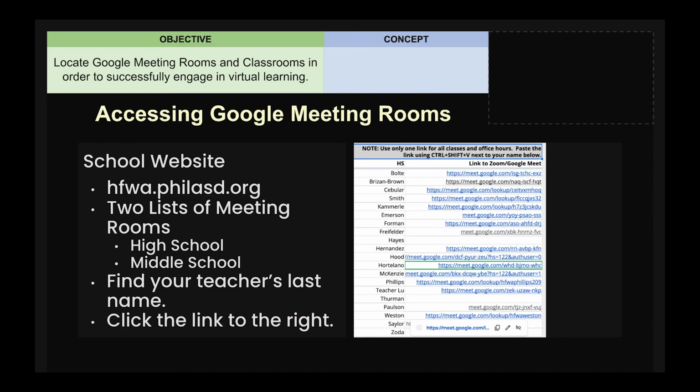There will be a high school list and a middle school list. So make sure you are looking at the appropriate list and know the last name of your teacher so that you can find the link. You'll simply click the link that is immediately to the right of the teacher's name, and it should take you directly to their meeting room.